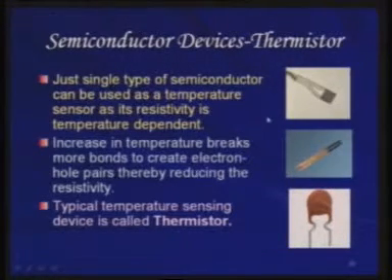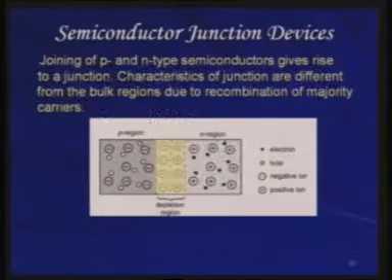It is a single semiconductor block which is used as a temperature sensor because its resistivity is temperature dependent. A typical temperature sensing device made of a semiconductor is called a thermistor. These are the typical three kinds of encapsulations or types of thermistors available in the market, which you can use for measuring temperatures, say up to almost 1000 degrees Celsius very easily.